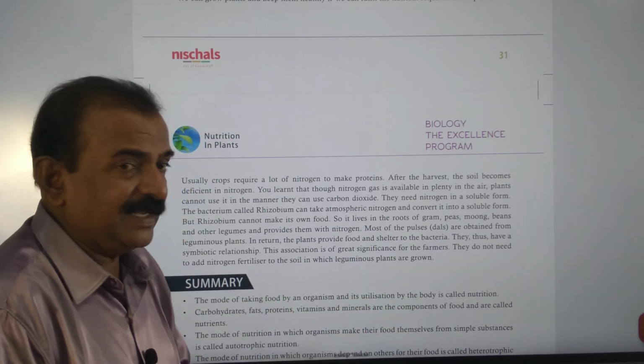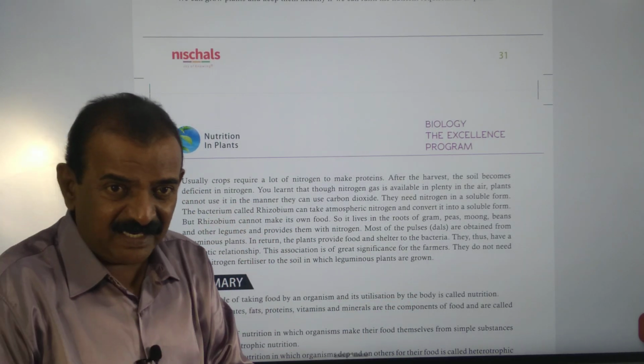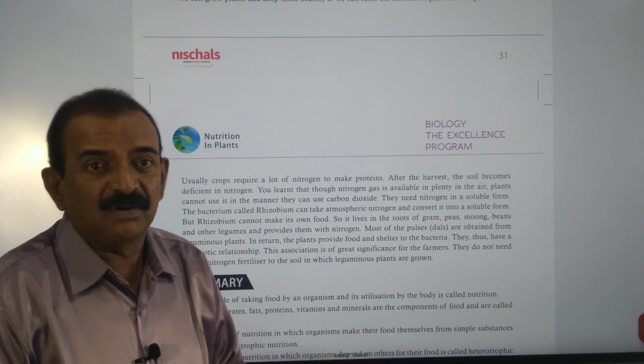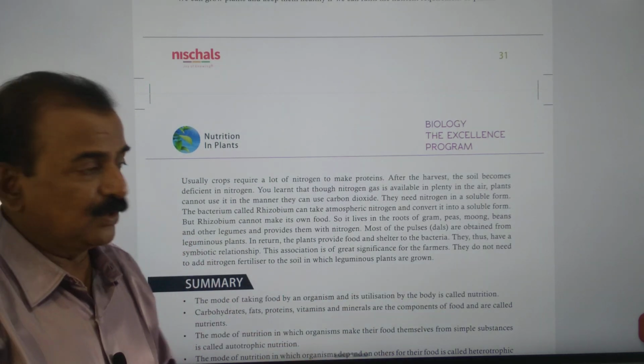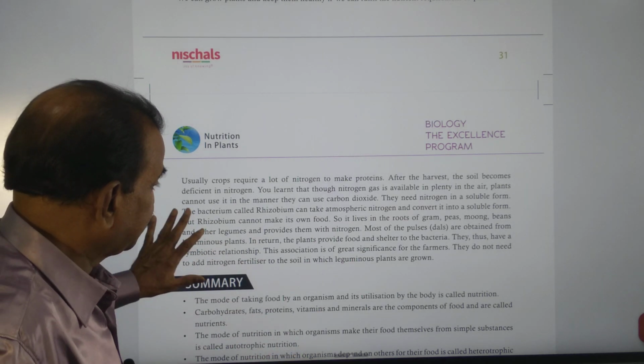So in this way, these rhizobium bacteria convert nitrogen to nitrates. In this way, the soil gets normal levels of nitrogen, and those nitrates are useful for the growth of the plants.